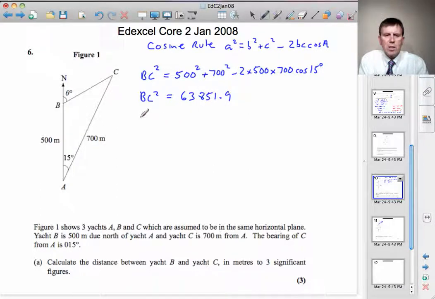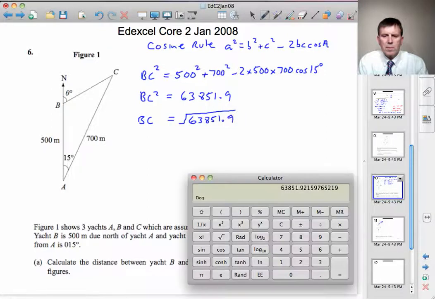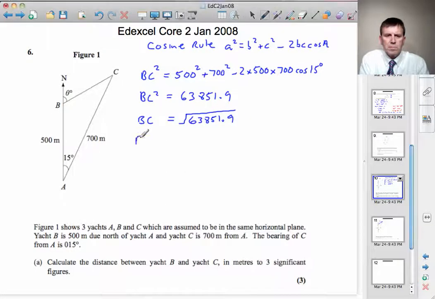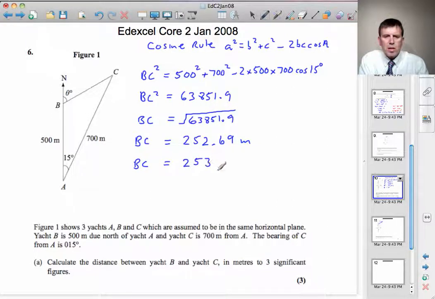63,851.9. So BC is the square root of that. So I just want the square root of that number there, and it's 252.69. And we're asked to give it to three significant figures, so BC is equal to 253 meters.